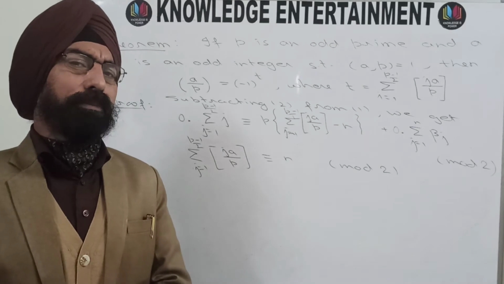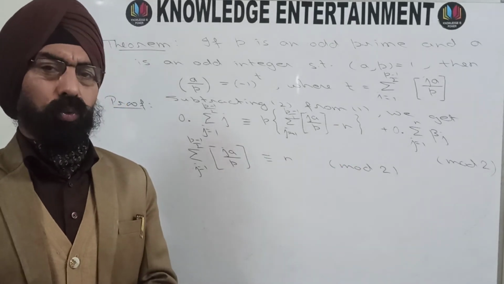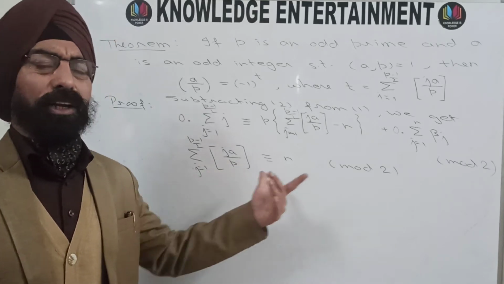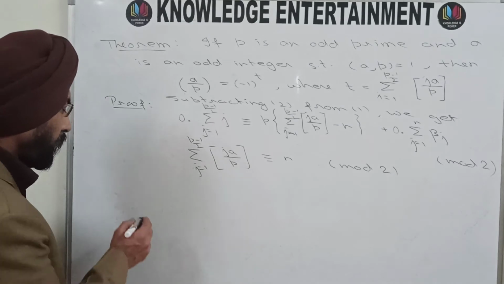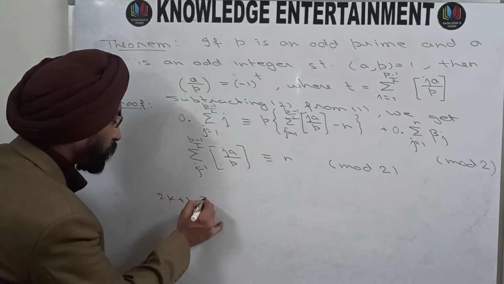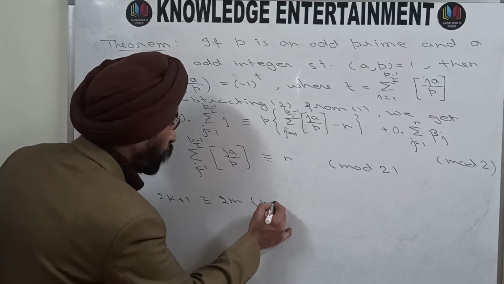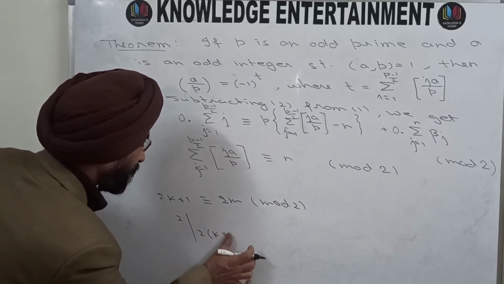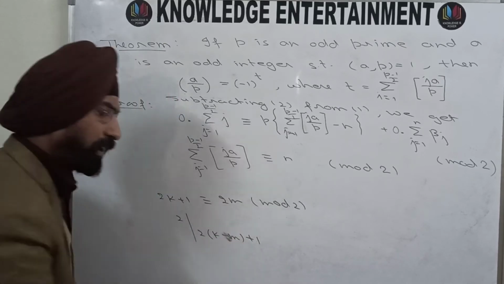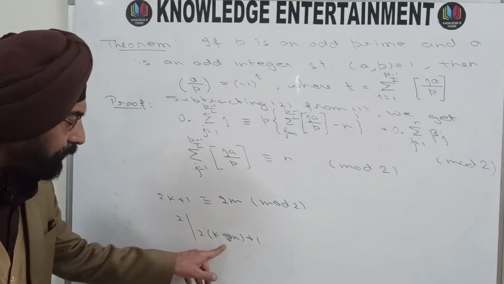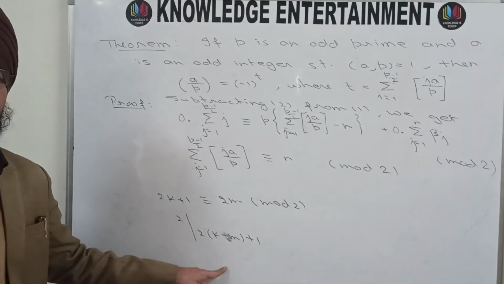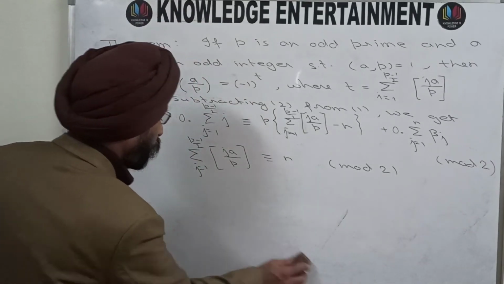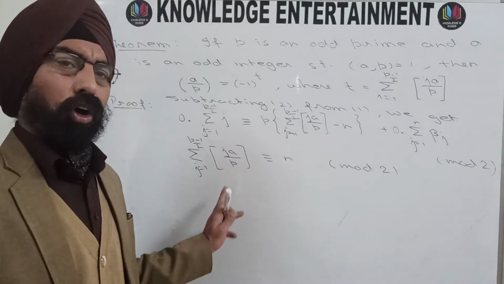If two numbers are congruent to each other modulo 2, then either both are even or both are odd, because an odd number cannot be congruent to an even number modulo 2. Suppose you are taking 2k plus 1 is congruent to 2m modulo 2. That means 2 divides 2 times k minus m plus 1, which is not possible because 2 times something plus 1 is an odd number and 2 dividing an odd number is absurd. So two numbers are congruent to each other modulo 2 means either both are even or both are odd.